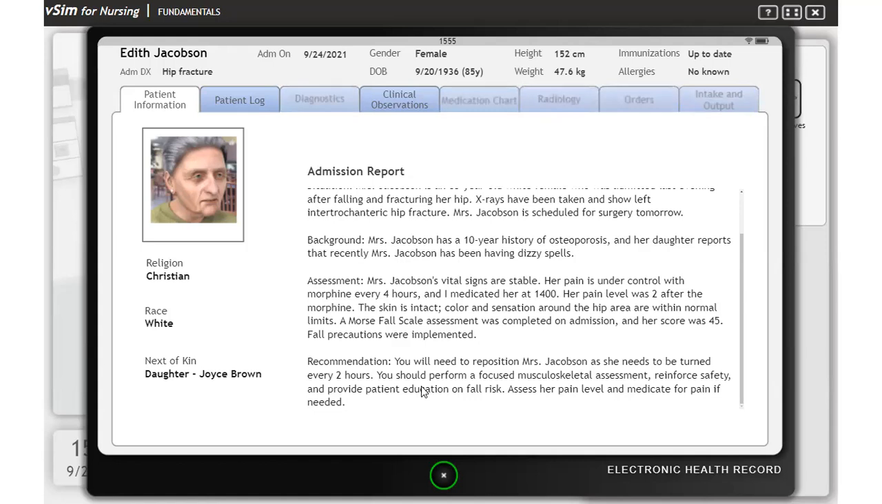Other things you're going to look at are her other orders. If you were going to a real clinical, you would go in here and look at the chart first. Patient log isn't going to really have anything because that starts to log as you're actually doing these simulations.